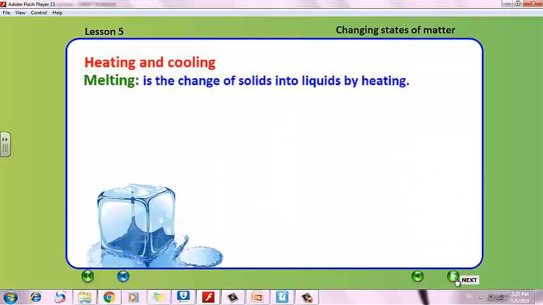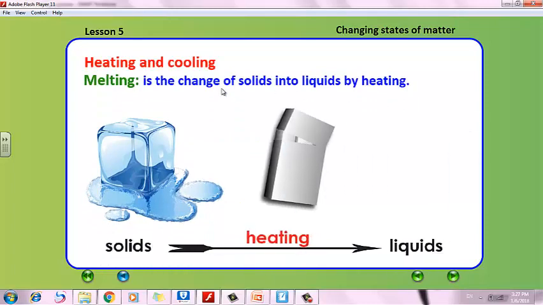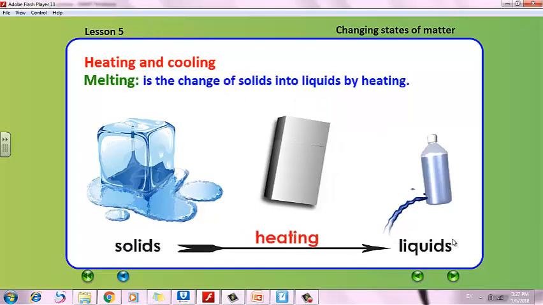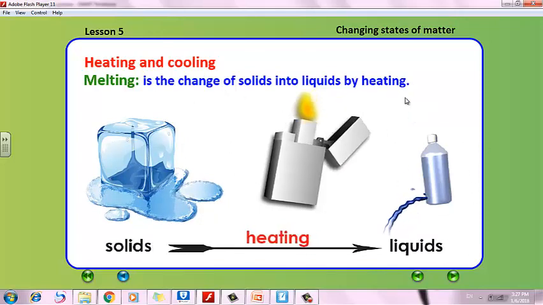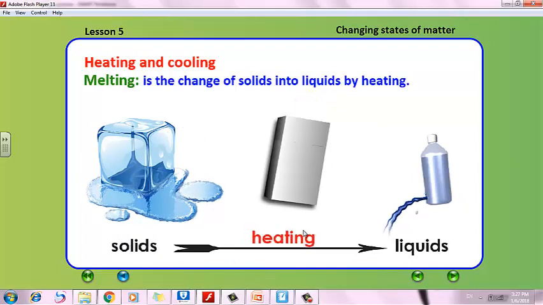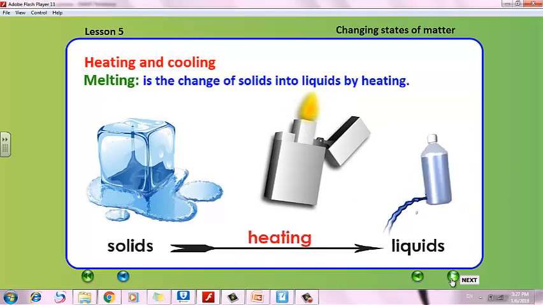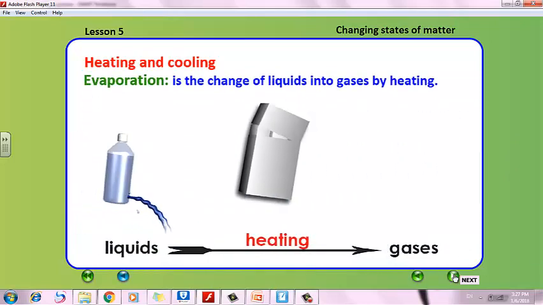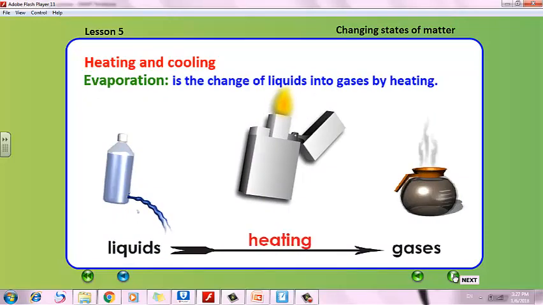Melting is the change of solids into liquids by heating. If I have ice, which is a solid state of water, and I heat it, it will turn into liquid water, solid to liquid. This process is called melting. Solid ice turns to liquid by heating. This is called melting.